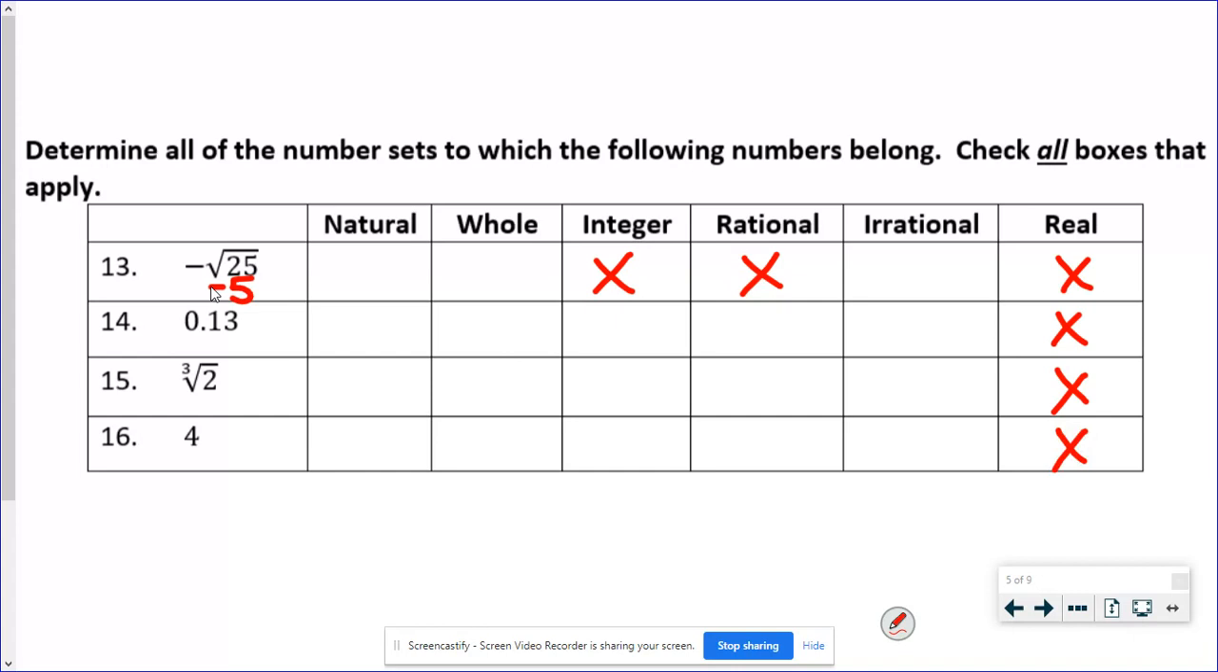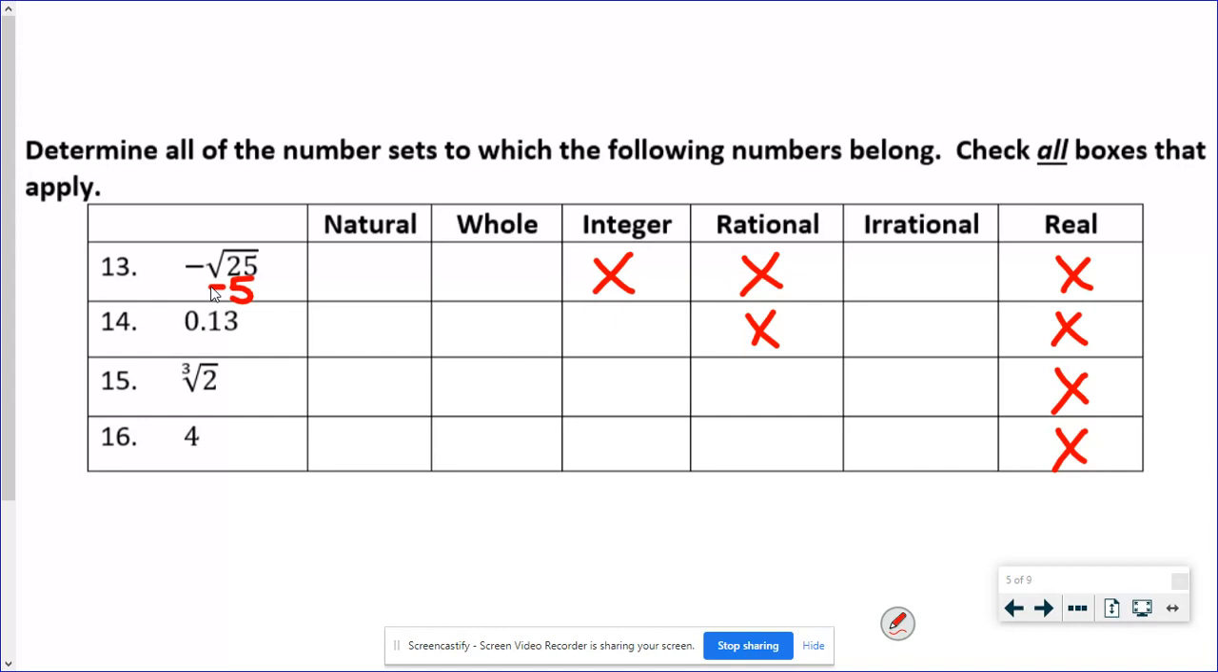For number 14, 0.13, a decimal doesn't fit natural or whole or integer. It is a rational number, and by definition, remember, rational means that I could make it into a fraction. We know we can change a decimal number into a fraction number. And then it's also a real number.